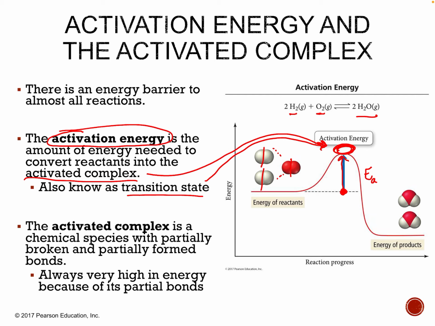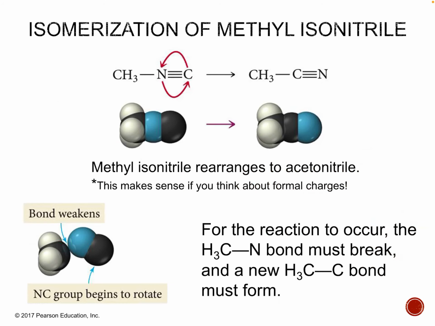You can't blink your eye that fast. And it's really unstable, just happens for a second because it's super high in energy with the partial bonds. Okay, so again, this is our energy of the reactants, the energy to get to the top of the hump, that's our activation energy. Up here, this is our activated complex or our transition state, and then the energy of the products will always be on the right.